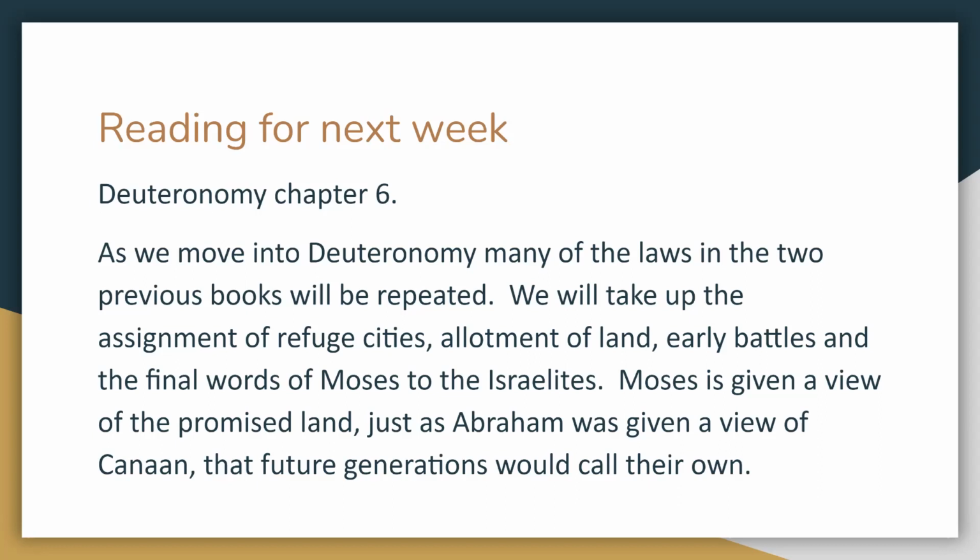So as we move into Deuteronomy, many of the laws in the two previous books of Exodus and Numbers will be repeated. We will take up the assignment at the end of Numbers to roll over into Deuteronomy, and that would be the description of refuge cities, the allotment of the land, some early battles that the people encountered, and the final words of Moses to the Israelites. Moses is given a view of the promised land, just as Abraham had been given a view of Canaan years before, and the future generations would now call their own.